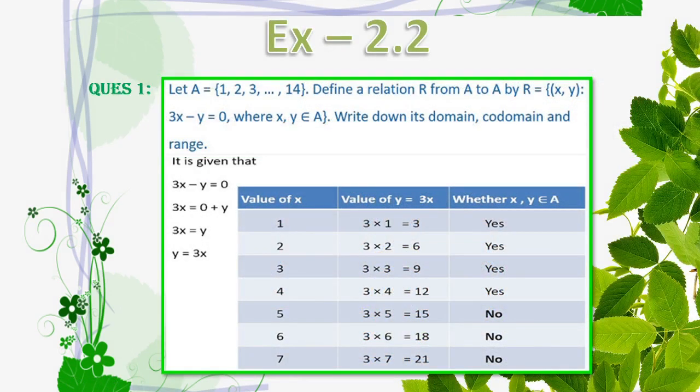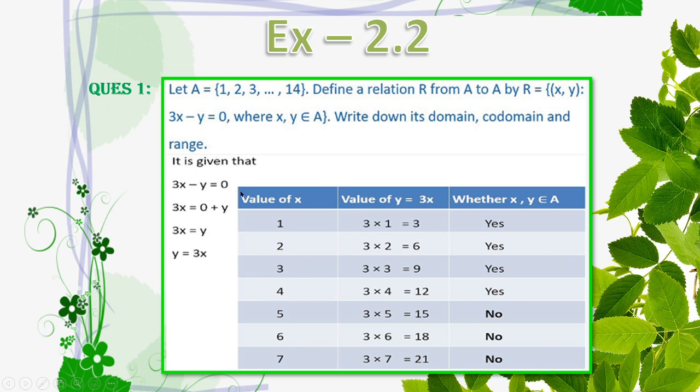Now, let's discuss few questions of exercise 2.2 to clarify the concept. Question number 1. Here, let set A is given as natural numbers starting from 1 to 14 and the relation is given as xy where 3x minus y equal to 0 and both xy belongs to A. We have to write its domain, codomain and range. We have just seen what is domain. Domain is the collection of all the first elements in the relation. Codomain is the complete second set and the range is the collection of all the second elements in the relation.